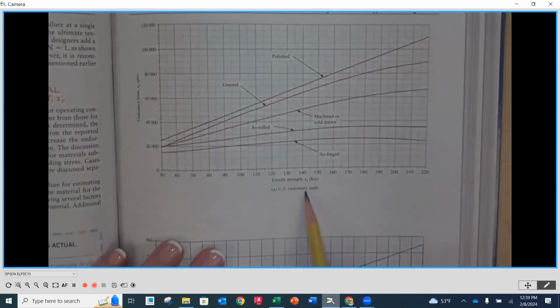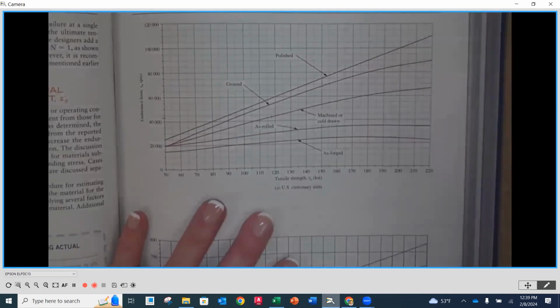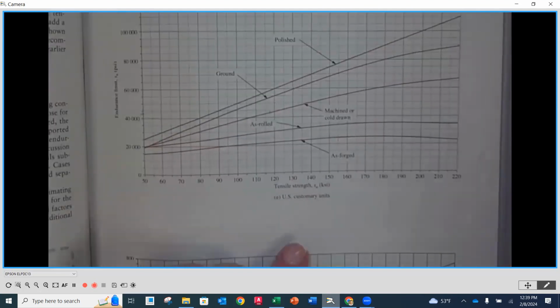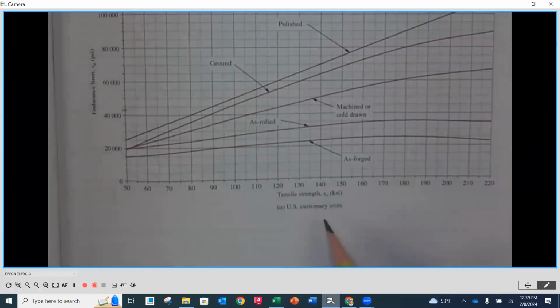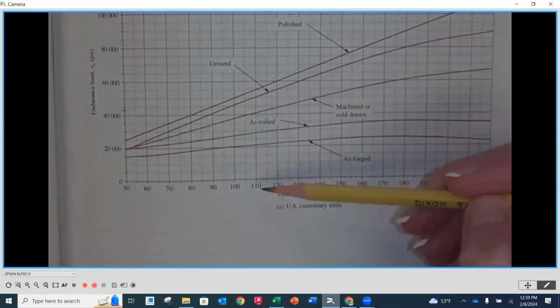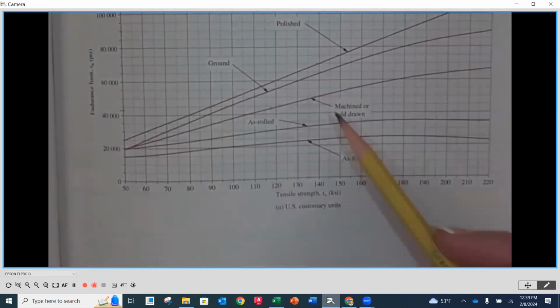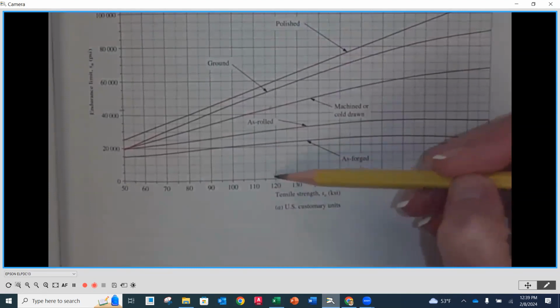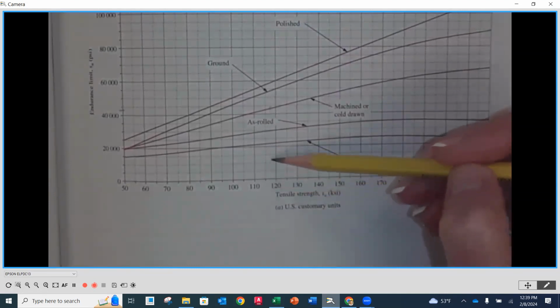Oh, yeah. Customary units. I was going to say, what the heck? It's kips per square inch. I was like, why do we have K? It's kips per square inch here. So the top one is going to be US customary. And we are going to find the 118,000. This is the ultimate strength or the tensile strength. So here's 120, here's 115, and you're going to go up, up, up, up, up.